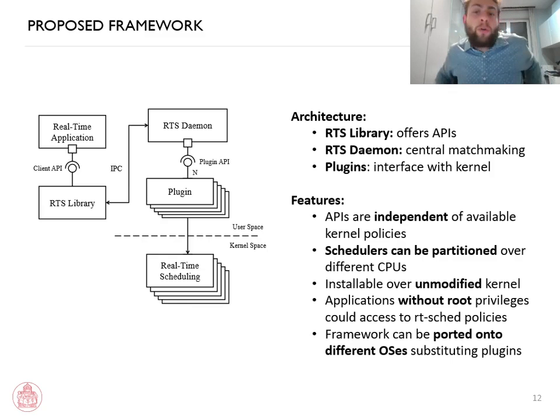Okay, how to achieve this goal? The proposed framework in practice adopts a modular architecture. A set of plugins are used to translate the attributes declared by each application to proper kernel configuration. And this modularity offers a set of features because APIs are independent of available kernel policies. Schedulers can be partitioned over different CPUs, and the framework can be installed over an unmodified kernel because plugins rely on policies offered by the native Linux kernel. Also, applications without root privileges can access real-time policies.